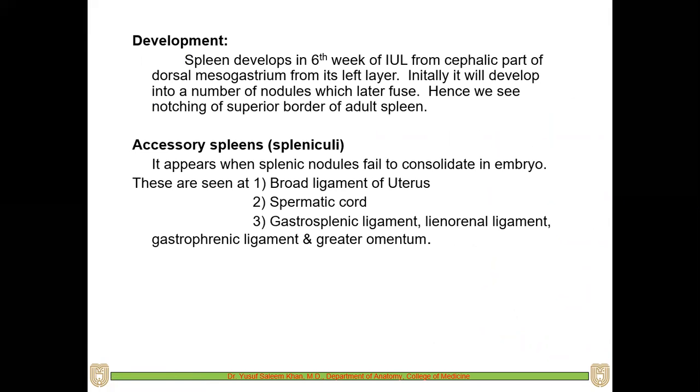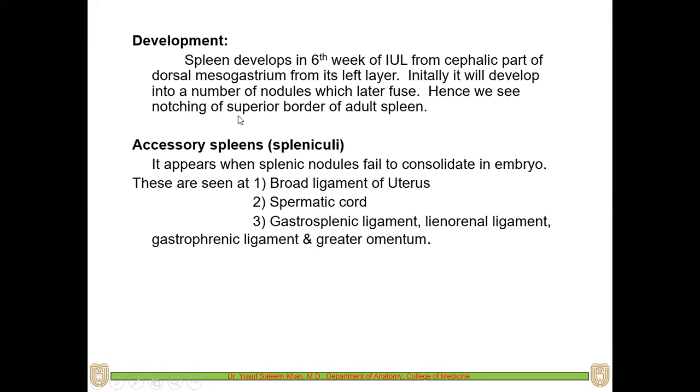Now coming to the development of the spleen, because I was talking about the notches, you should know what the notches present in the spleen are. I said this is very important when palpating: you can make out that this is the spleen by the notches present in the anterior border. The spleen develops in the 6th week of intrauterine life from the cephalic part of the dorsal mesogastrium, from its left layer.